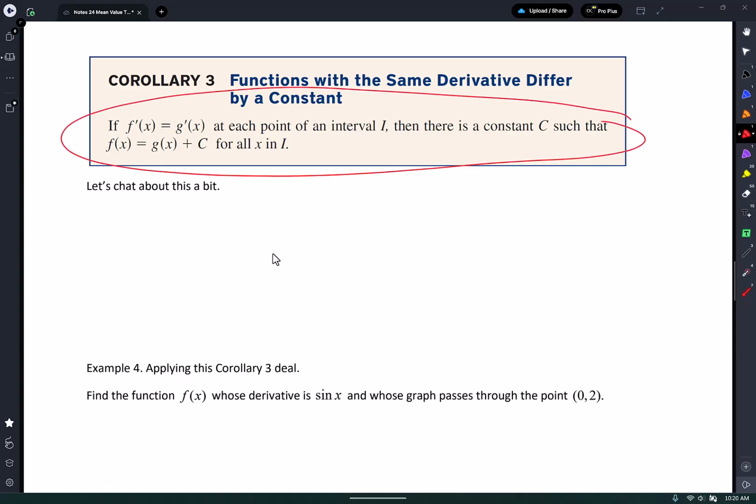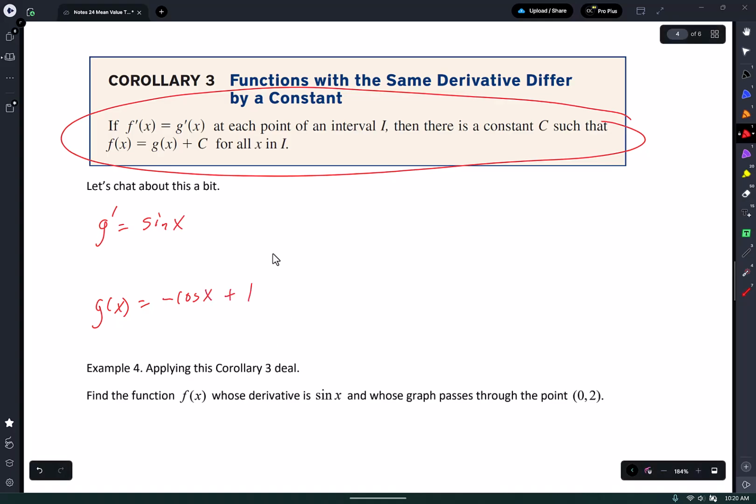Yeah, look, it just means this. Watch. G prime equals sine x. So it just means this. What's the antiderivative of sine x? Be careful. Positive or negative? Oh, plus... guys, I really messed up with this.